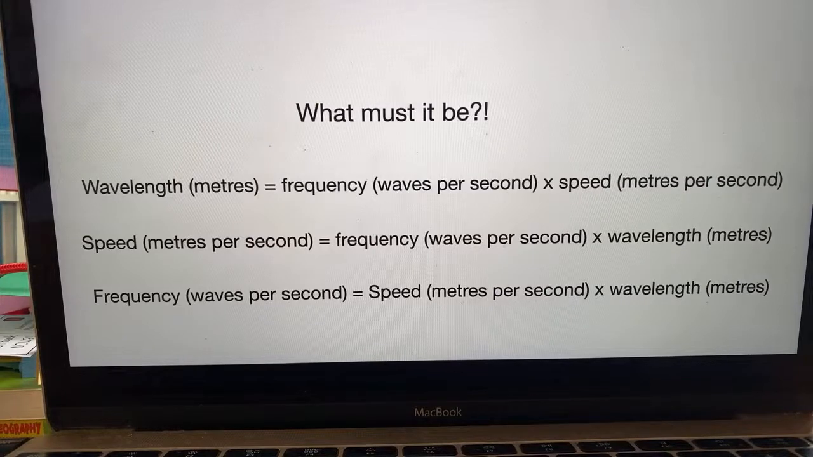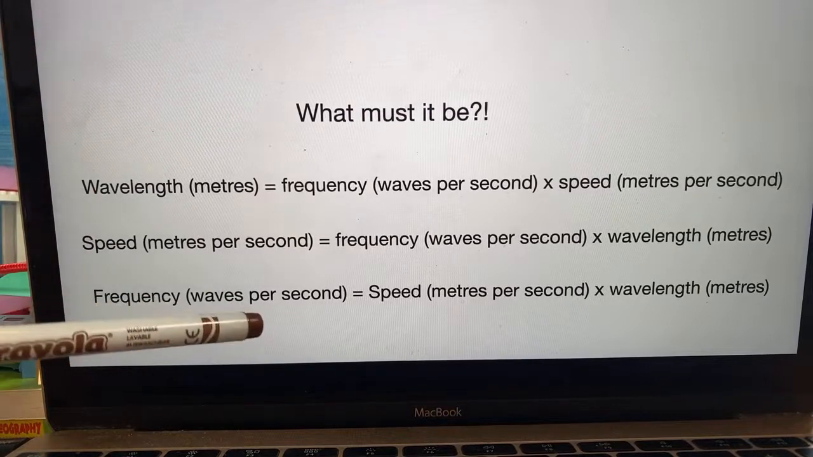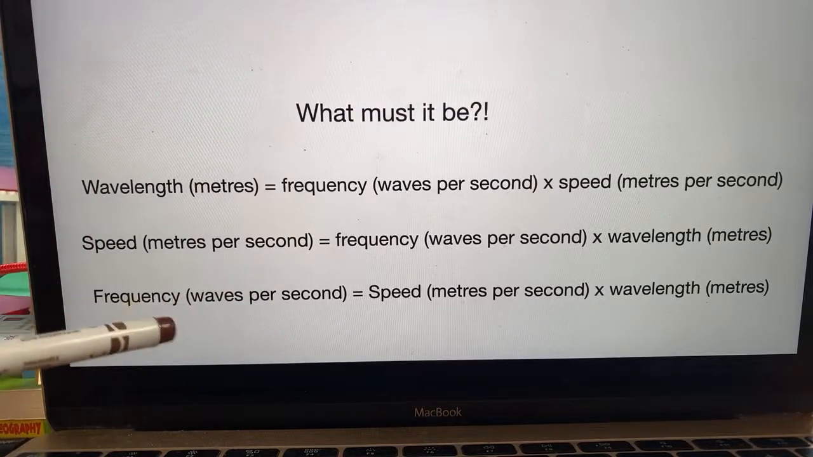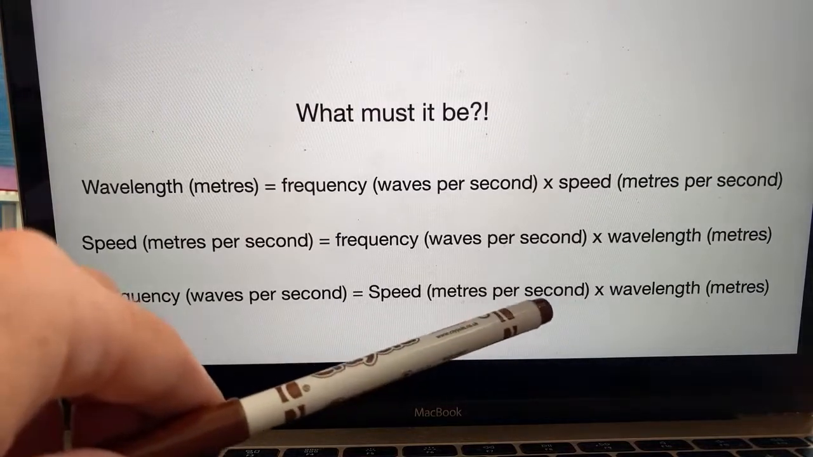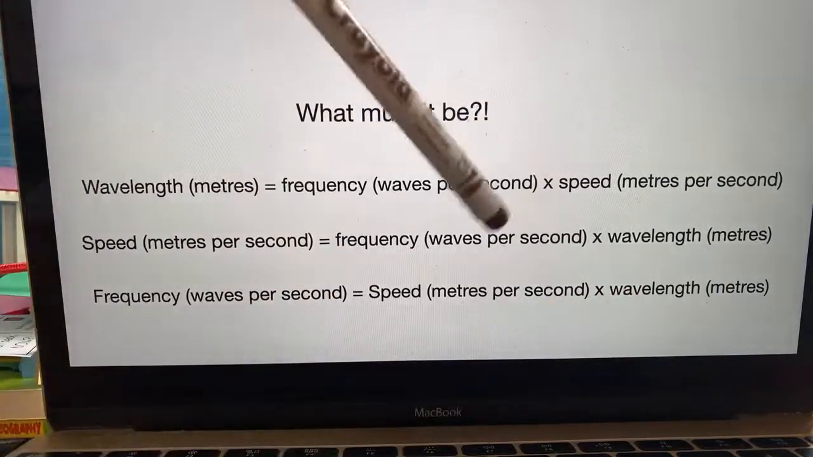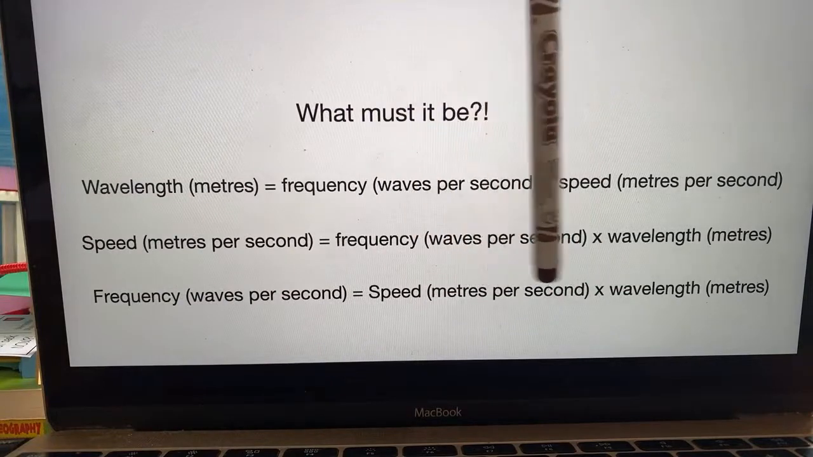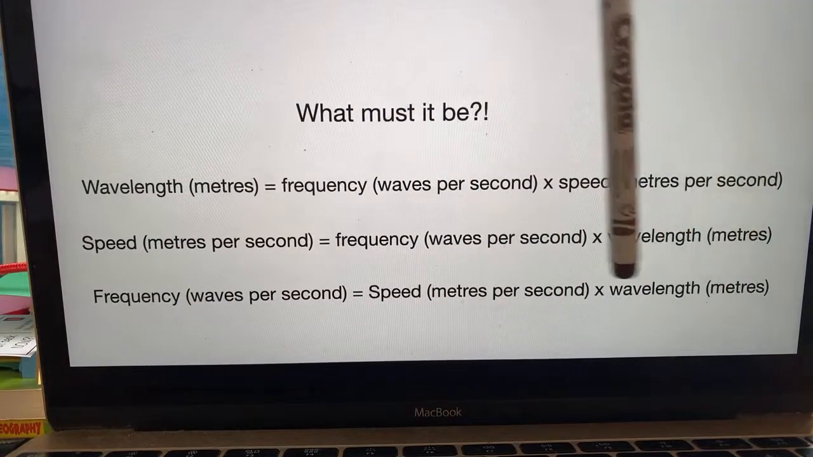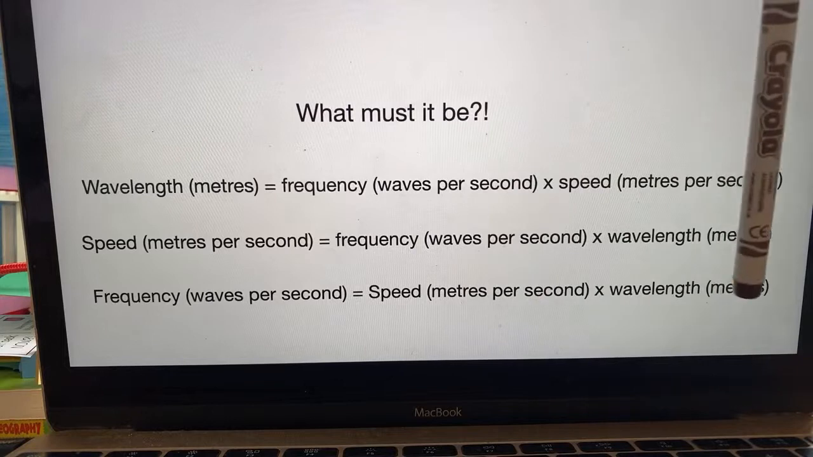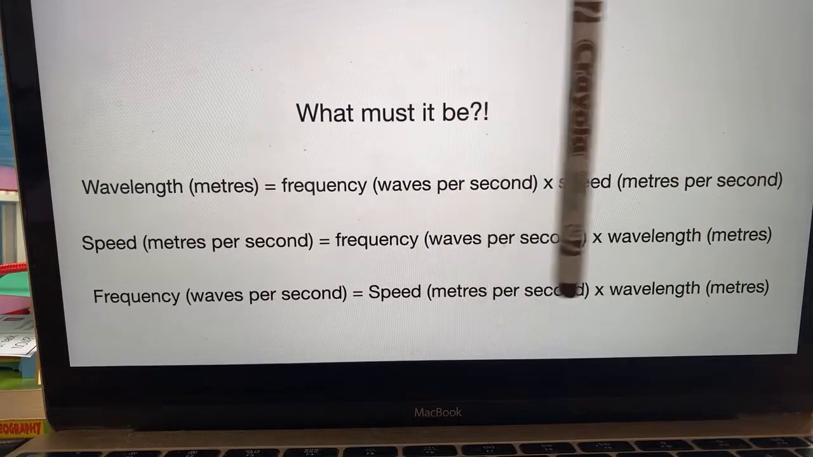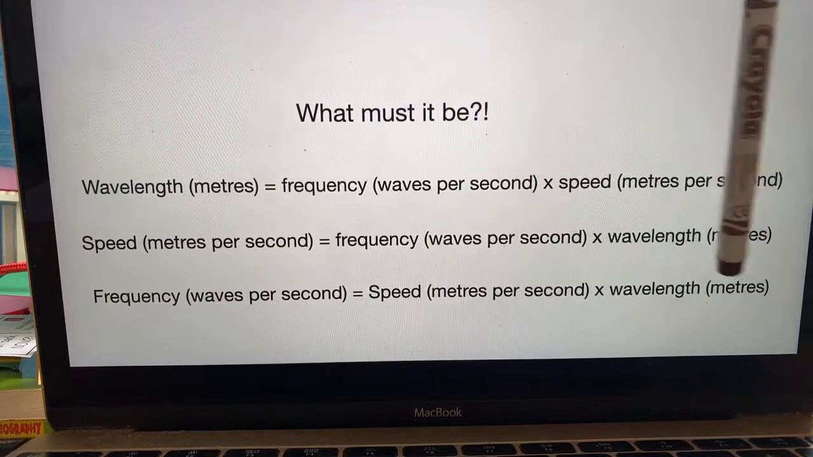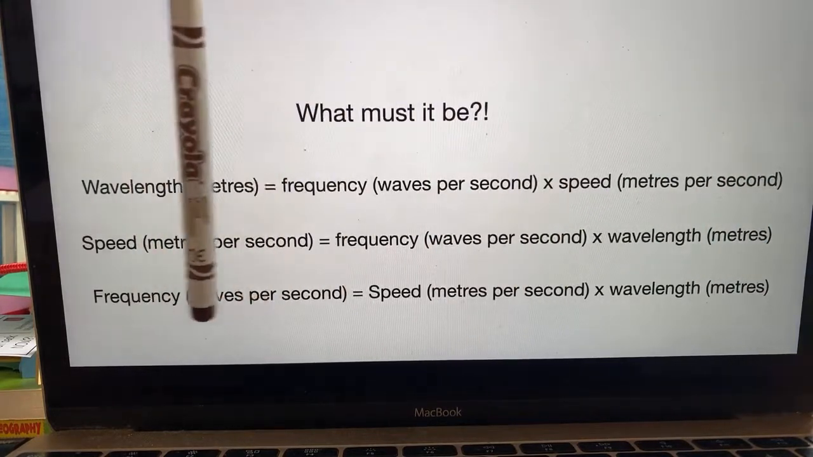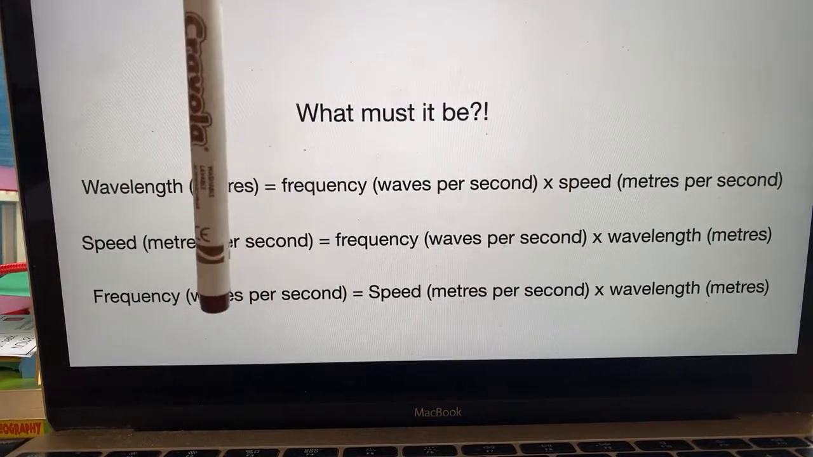I was getting some mixed responses to this on Facebook. Some people were saying the third one, but that would be waves per second equal meters per second times meters. So it can't be that, because if you times speed and wavelength together, you're timesing meters by meters, and the unit that you'd get would be meters squared per second, which is not right, is it? That's not what the unit of frequency is.